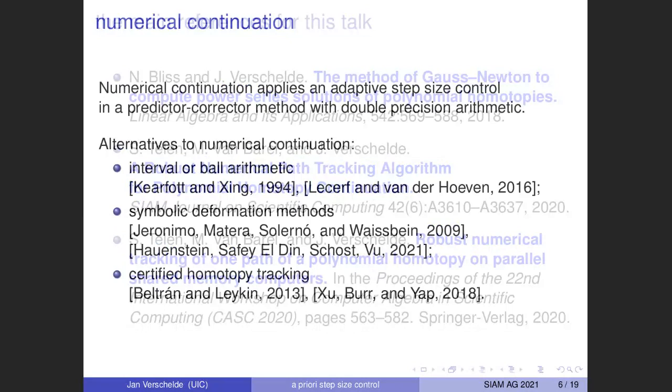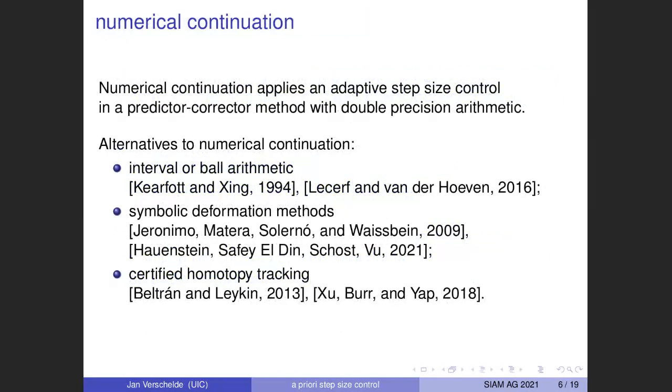All right, here is another limitation or definition if you want. What I mean by numerical continuation is that we apply adaptive step size control in a predictor corrector method executed with double precision arithmetic. So we are in the context of numerical analysis.